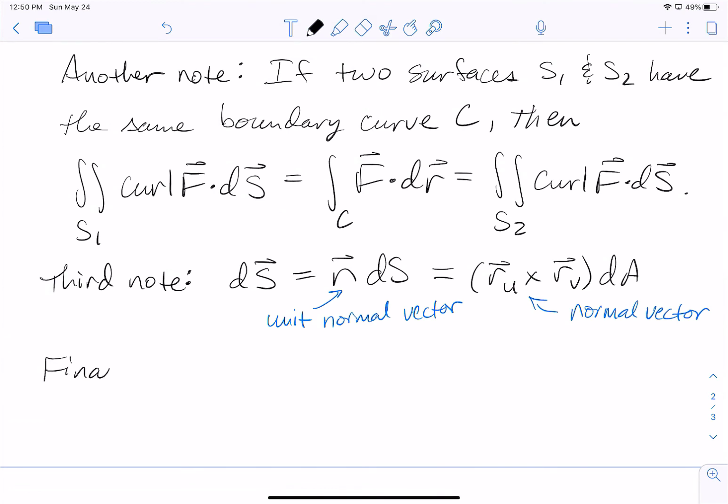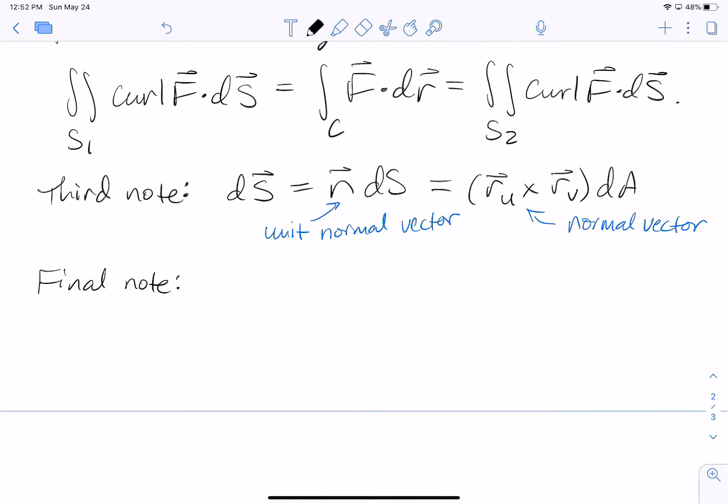A final note. How many of these are there going to be? This is the final one, folks.